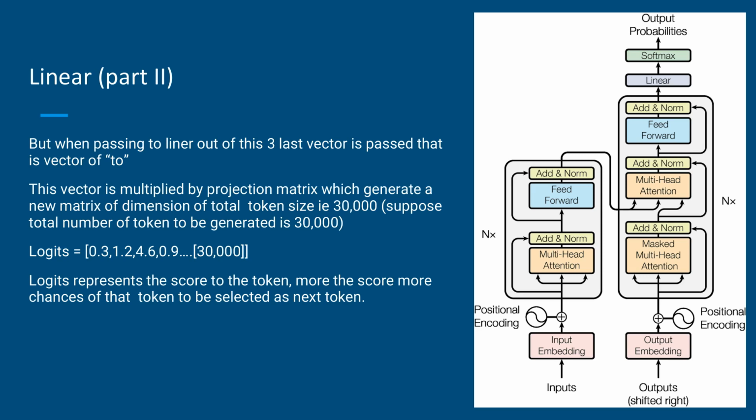This vector is multiplied by the projection matrix, which generates a new matrix of dimension equal to the total token size, 30,000. Suppose the total number of tokens to be generated is 30,000. Logits equals an example shown on screen. Logits represent the score for each token. The higher the score, the more likely that token is to be selected as the next token. Thank you.